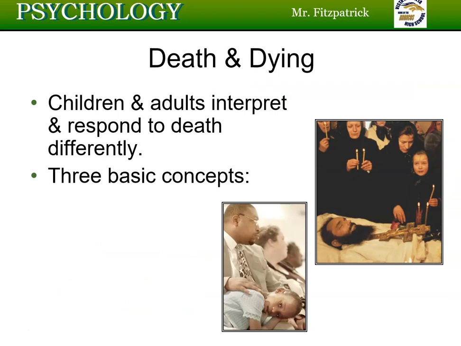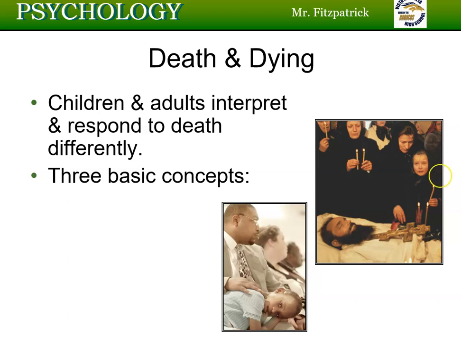Lastly, we have to deal with death and dying, our own and others. Children and adults interpret and respond to death differently. Children learn about death through the things that happen. If a child has a dog and the dog dies and the parents go out that day and buy a new dog just like the old one, the child is not learning the permanency of death. So Fido's gone, now Fido in some form is back.